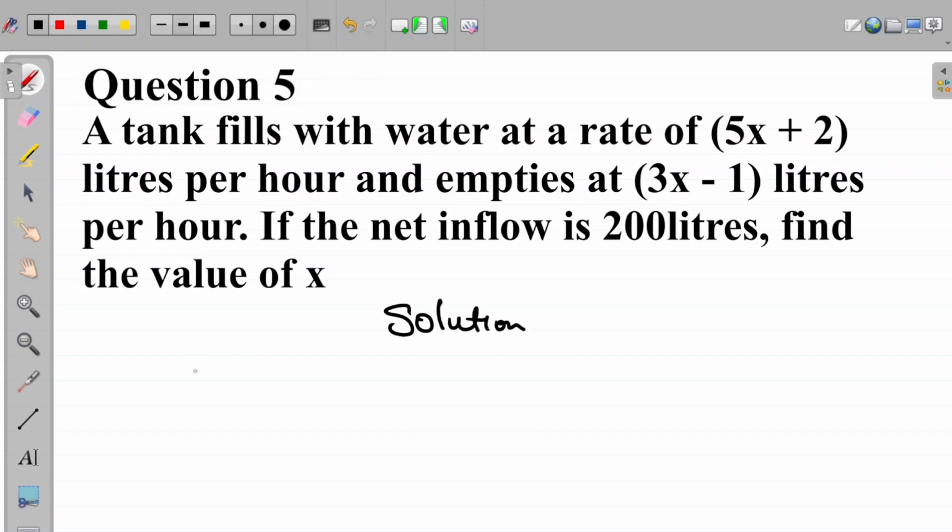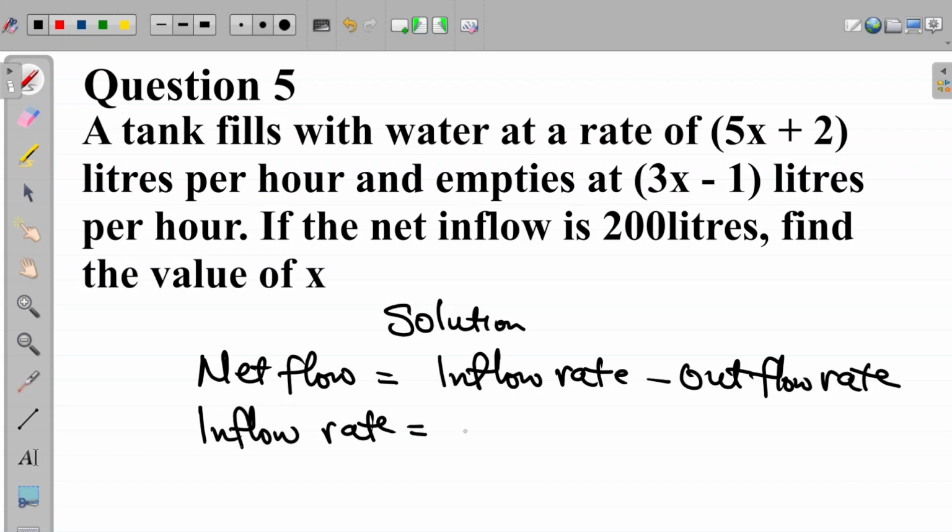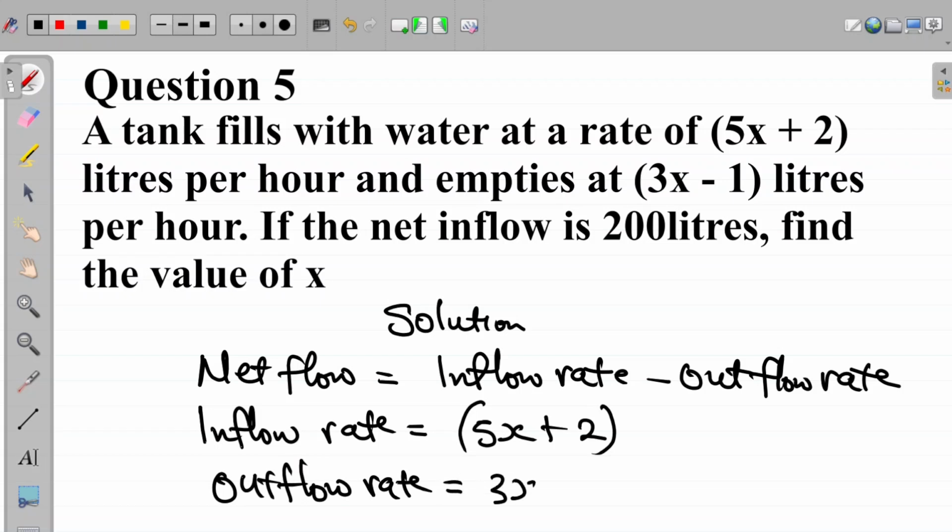So note that net flow is equal to inflow minus outflow rate. Thus, from the question, inflow rate is equal to 5x plus 2, and the outflow rate is equal to 3x minus 1.